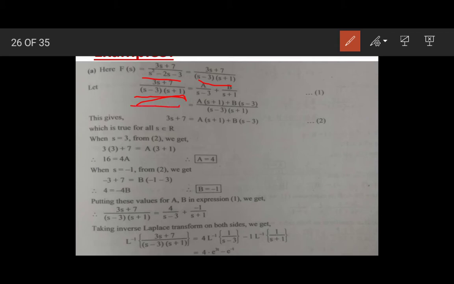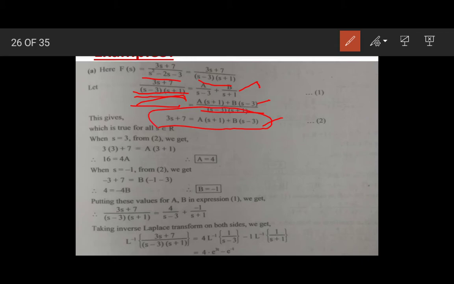Now since the factors are linear and non-repeated, that's why the partial fraction will be a upon first factor plus b upon second factor. Now by cross multiplying we get a into s plus 1 plus b into s minus 3 upon s minus 3 into s plus 1. Now both sides have the same denominator, so that will cancel out. So we get 3s plus 7 equal to a into s plus 1 plus b into s minus 3. Okay, so this is the equation.